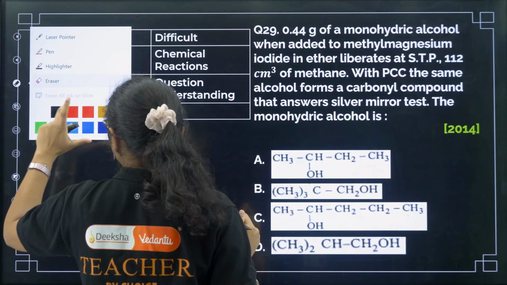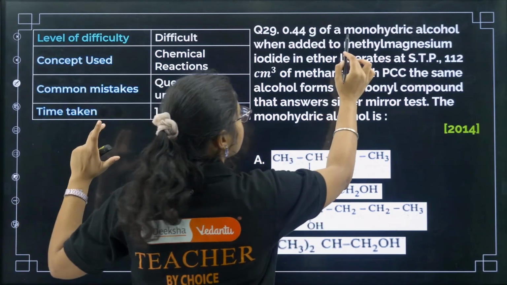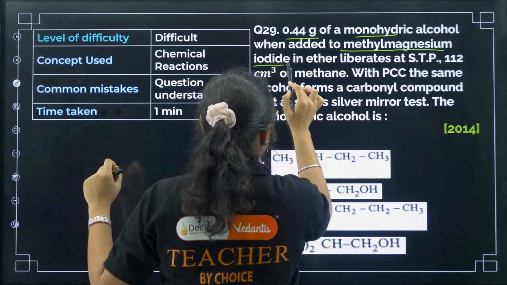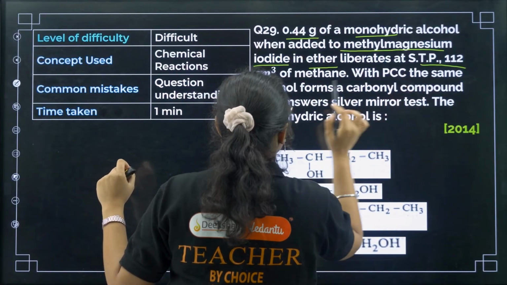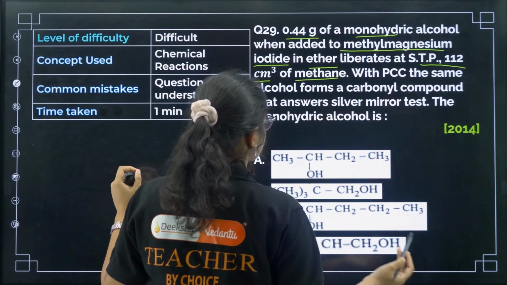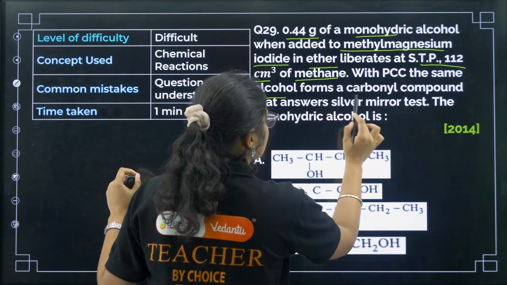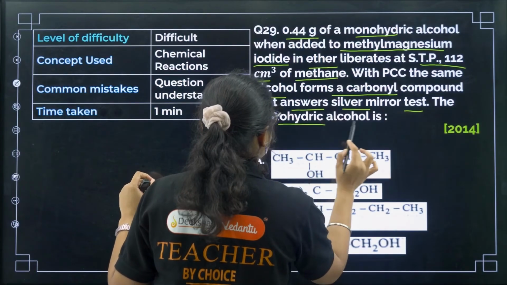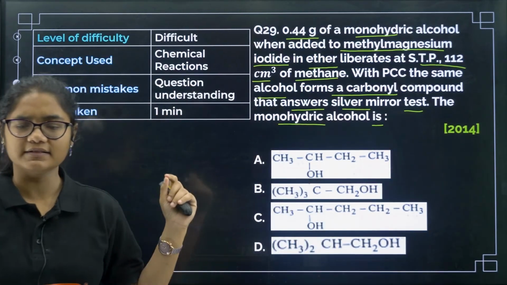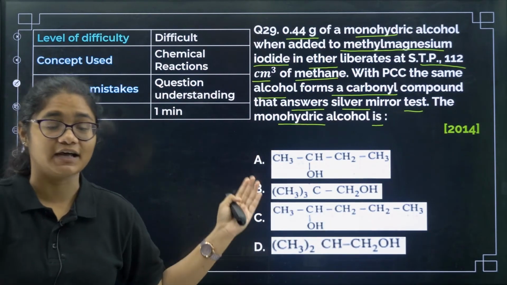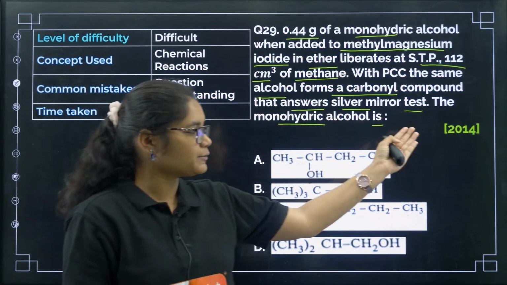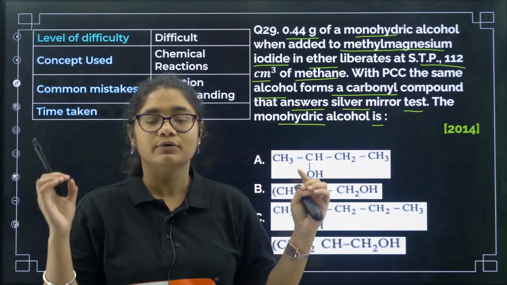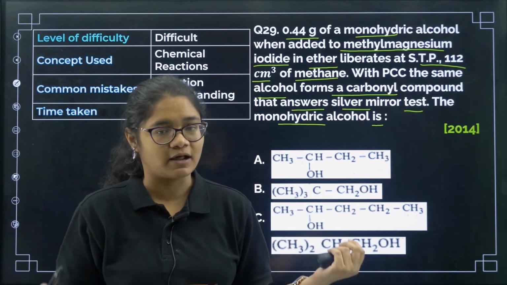0.44 gram of a monohydric alcohol, okay, monohydric alcohol when added to methyl magnesium iodide in ether liberates 112 centimeter cube of methane. When oxidized with PCC, the same alcohol forms a carbonyl compound that answers the silver mirror test. The monohydric alcohol is? This is again a very similar question that was asked in 2024. So you can see the 2014 question pattern is also repeated in 2024. So you need to at least solve 10 to 15 years of last year papers.